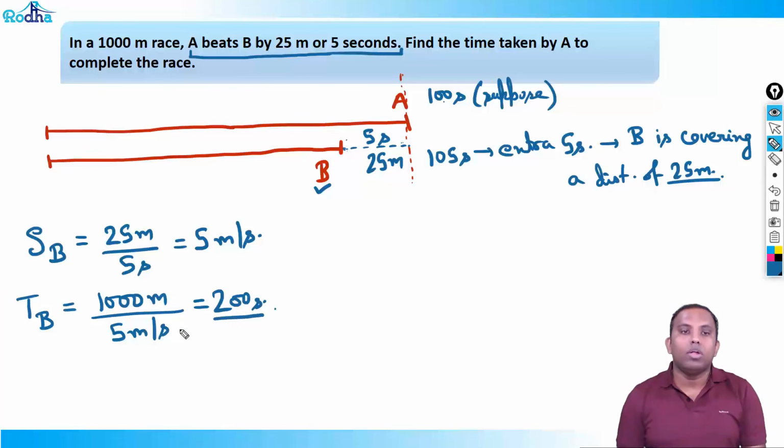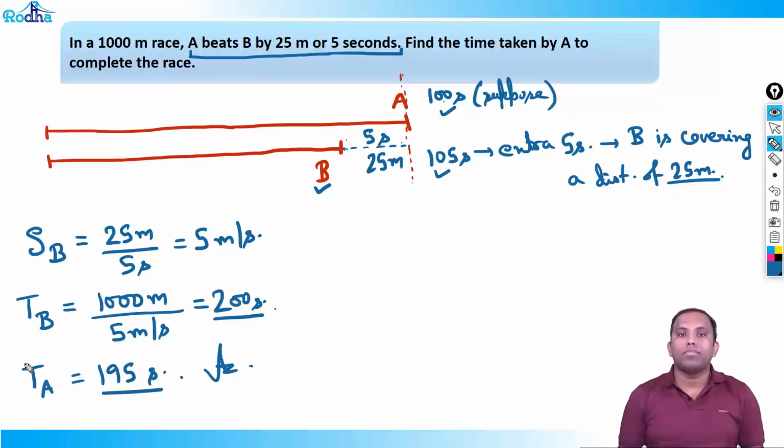So B takes 200 seconds to complete the race, but A reaches the finishing line 5 seconds before B, because A is beating B by 5 seconds. Whatever time A is taking, B is taking 5 seconds more than that. So B is taking 200 seconds, therefore the time taken by A is 195 seconds. Correct.